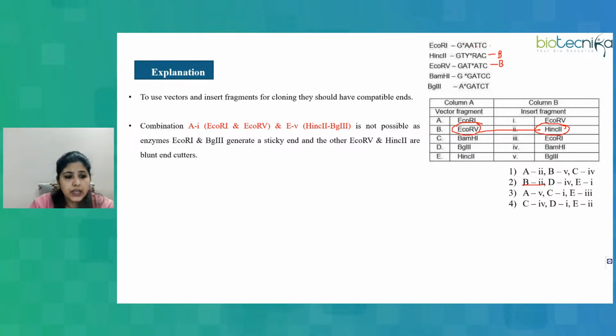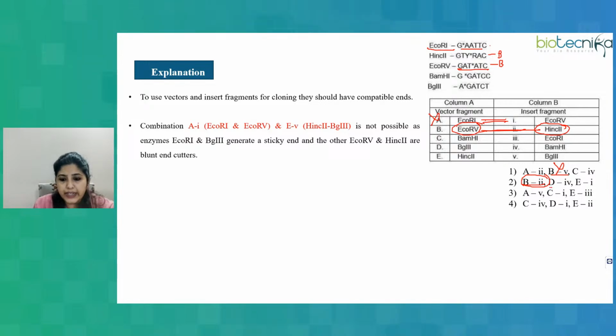And if you see A1, I told you A1 is not possible, right? Because A is EcoRI which generates sticky ends and your EcoRV is generating blunt ends. So this combination is not possible. So A1 is not possible, but B2 is possible. Now you can see B2 is given only in option 2. In option 1, it is B5, so this is incorrect. And in 3 and 4, B is not given. So you can take one more to cross check your answer.